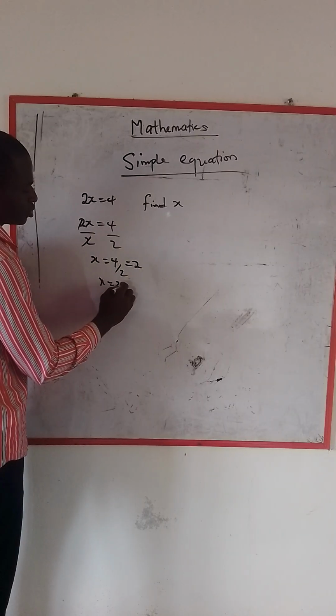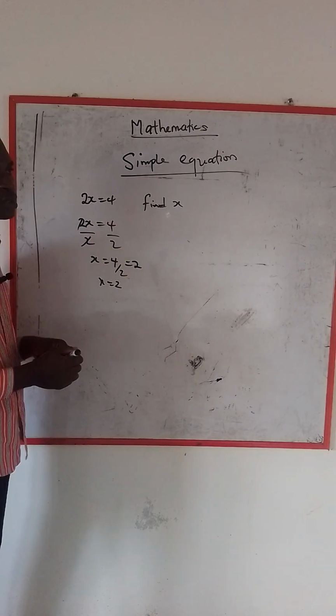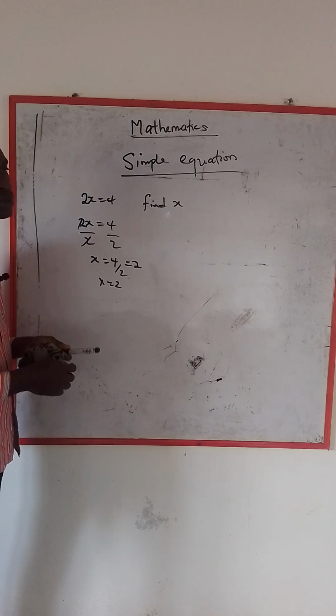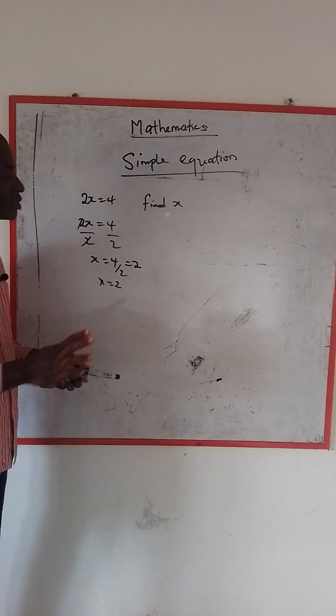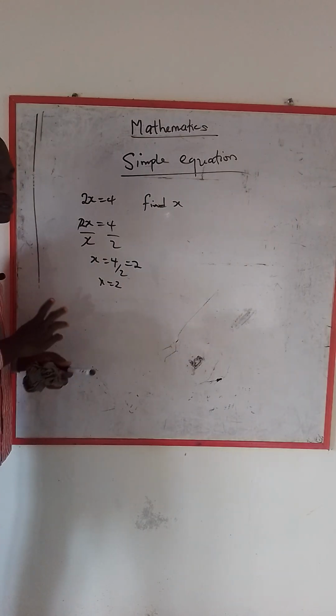x is equal to what? 2, for what you are seeing. It's that simple. That's why we call it a simple equation. So wherever it comes, it is always like that. It doesn't change.